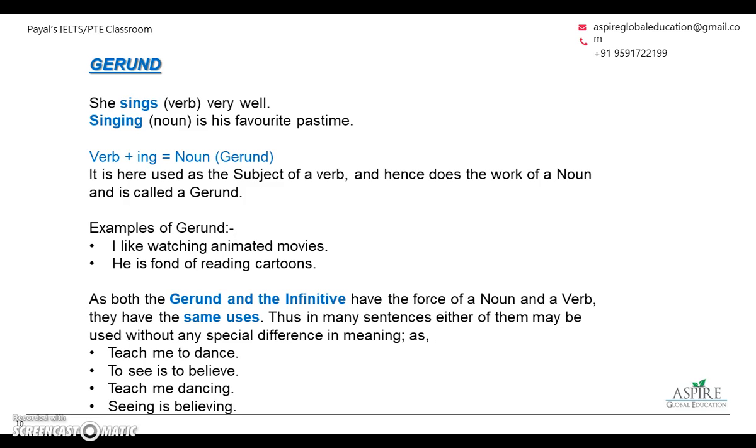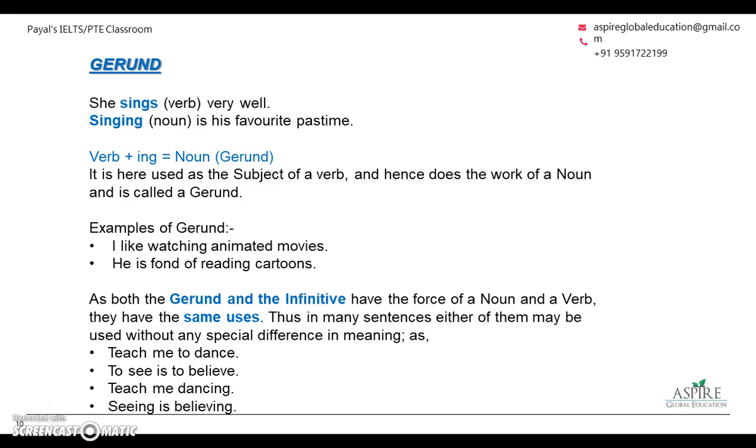Okay, so what is gerund? She sings very well. We know that sings is an action, it's a verb. But when I put ing to my verb, it becomes a noun. It becomes a gerund. When I say singing, a lot of people think that the word singing is only in terms of tenses, but that is something else. She was singing. So was singing together is taken as a verb. But if I say singing is his favorite pastime, and I ask the question, what is his favorite pastime? Singing.